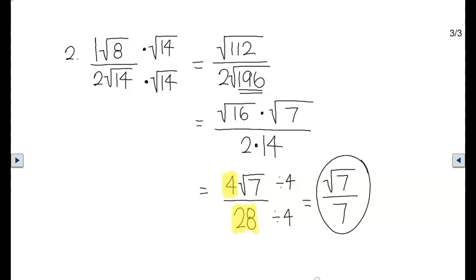So I checked first to see if I could divide. If I could have, I would have done it. I couldn't, so I rationalized. Multiply top and bottom by the square root that's on the bottom. We simplify the square roots and then simplify the final answer.